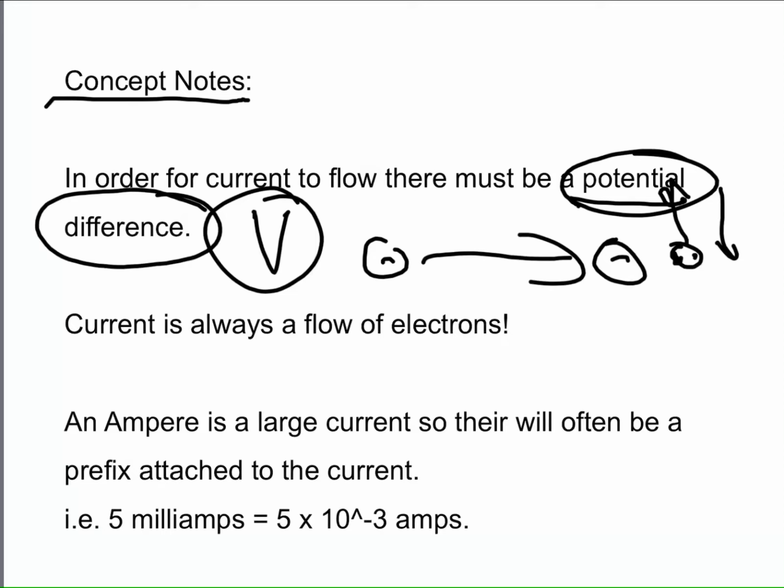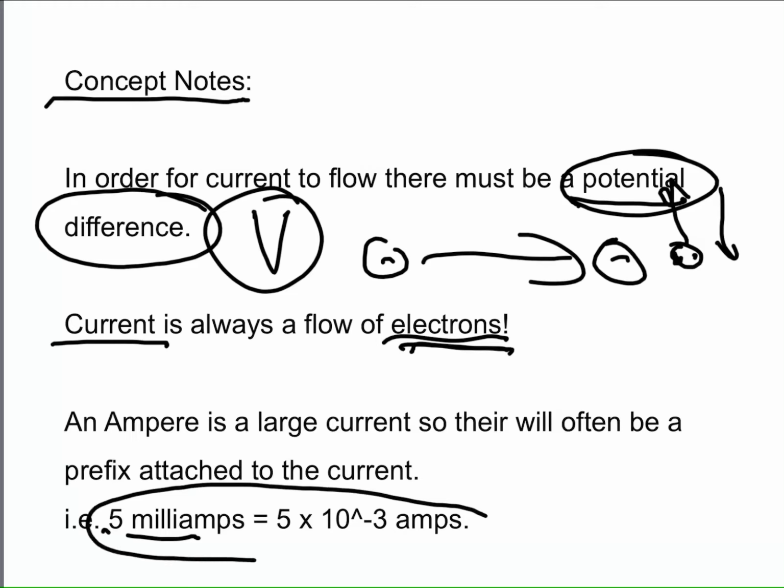Okay? I had mentioned this on the last page. Current is always a flow of electrons. Okay? And it says here an ampere is a large current. So there will often be prefixes attached to the current. For example, milli. They love milli. So milliamps would be 5 times 10 to the negative 3 amps. If you had 5 amps of current, that's a tremendous amount of current. That's about a quarter of all the current your entire house can handle. So more often than not with current, they're going to use these prefixes.